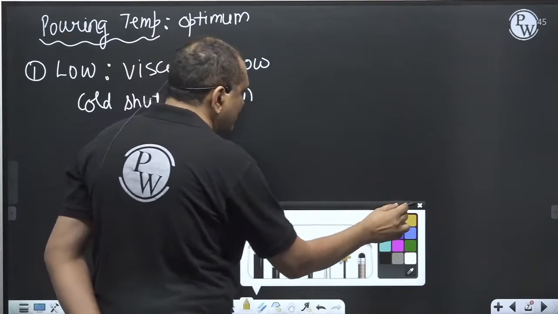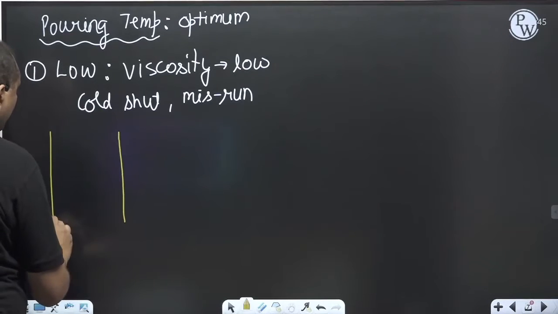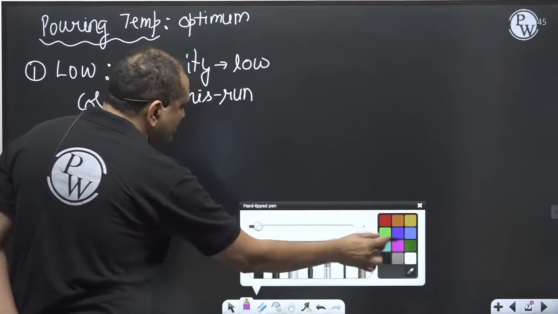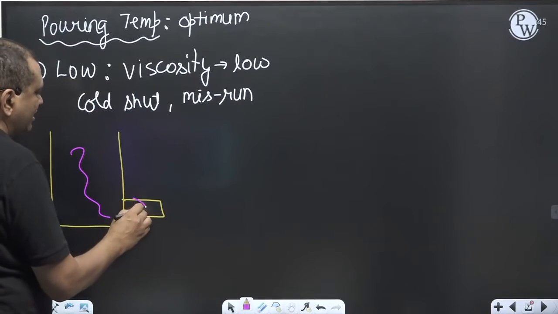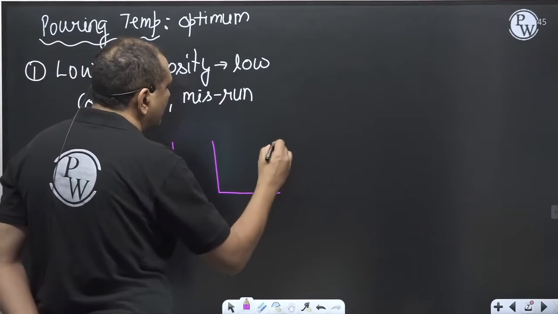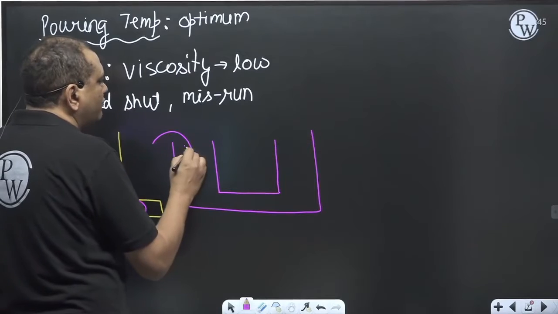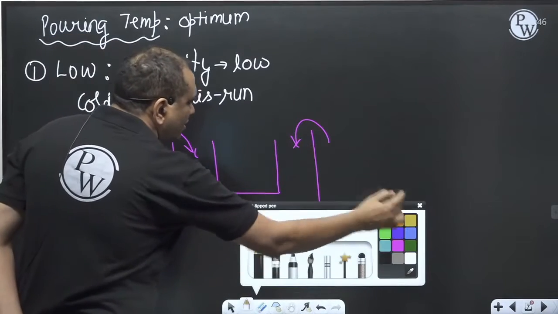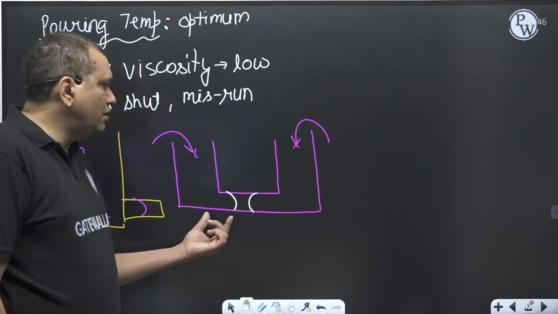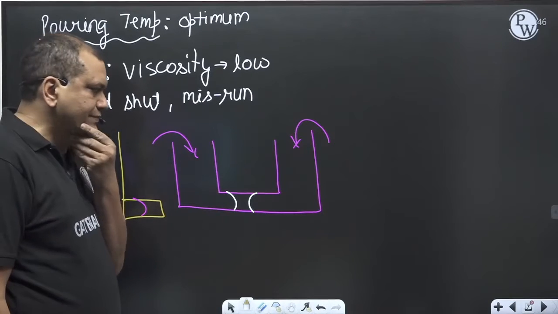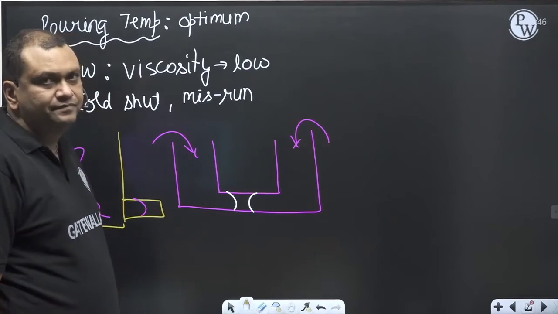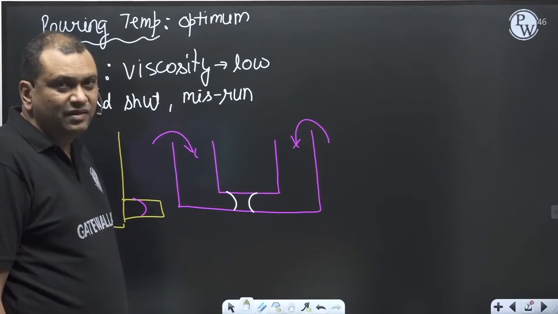Now, pictorially, it is like this. This is the mold cavity, and some thin section is attached to it. And when the liquid metal is not able to flow through that thin section, you are pouring from this side, and from this side, but the two streams of liquid metal are not able to fuse. Cold shut and misrun. So all these types of defects will appear when the pouring temperature is low.